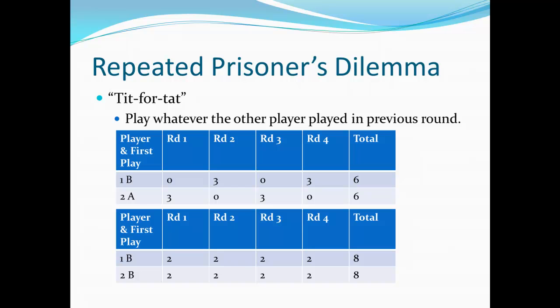Well, 8 is better than 6, so I'm going to go ahead and start with B. Now what we notice here is that, if we recall from the one-round version of this game, both players play A. It's a prisoner's dilemma. They end up with this negative outcome, where each of them only gets 1, even though they could have each gotten 2.